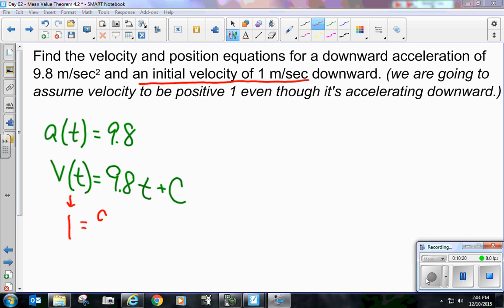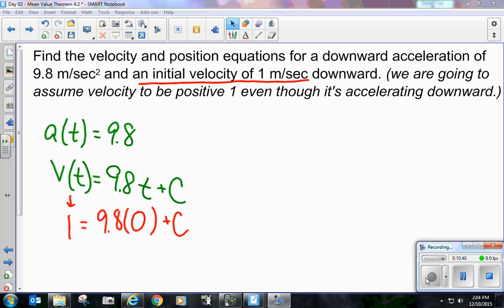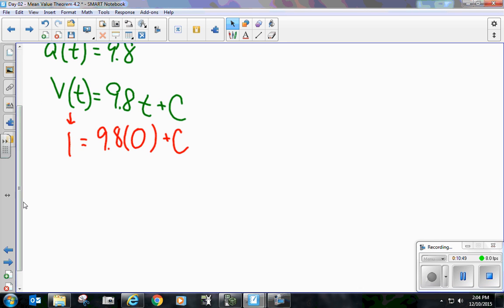I still need t in order to find out what c is. Can anyone figure out what t might be? It's 0. Initial means start. You always start at time 0. Nice. So when I do this, what happens? Bam. C equals 1 for velocity.